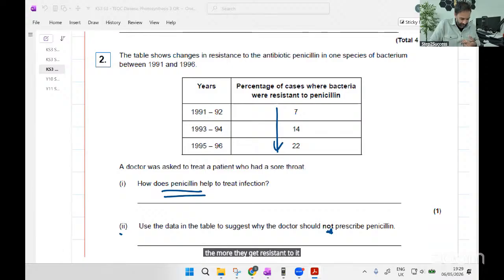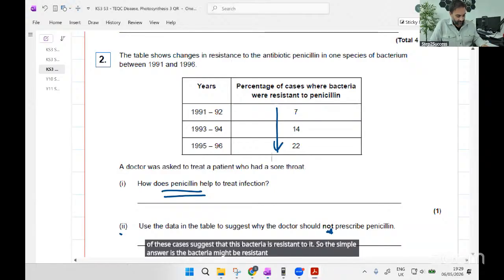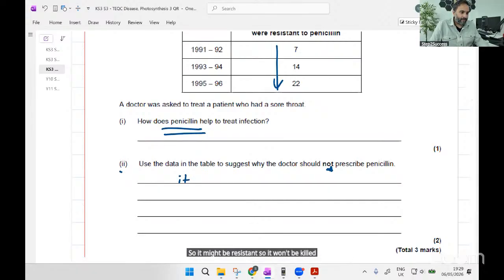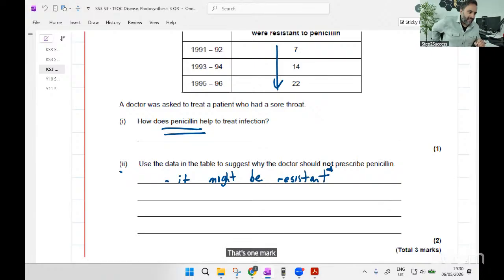And so we probably should not prescribe penicillin for this because quite a lot of these cases suggest that this bacteria is resistant to it. So the simple answer is the bacteria might be resistant to penicillin, so it won't be killed. That's one mark.